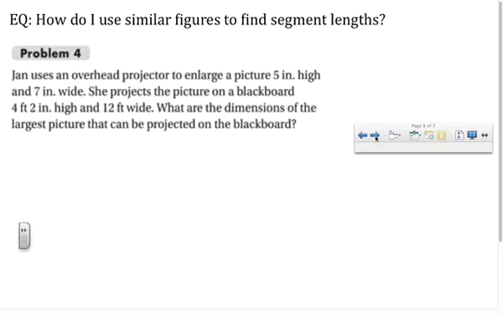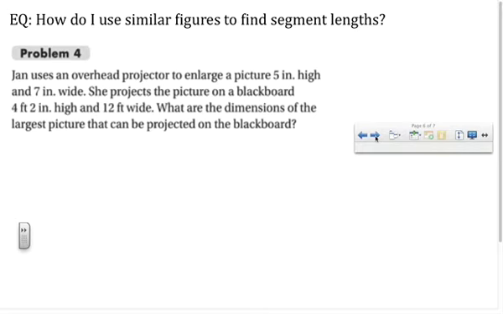And now, let's take this and apply it. In number 4, we have this picture, and we're enlarging it to fit on a blackboard. So let's first make sure that we know what we're being asked for. We're being asked what is the largest possible enlargement that will completely fit on this blackboard.